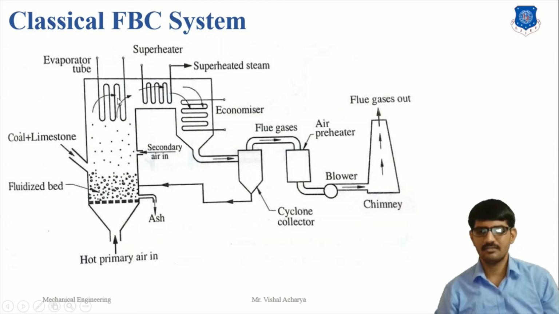Here the hot gas is transferred to the evaporator tube, superheater tube and the economizer. Then it is passed to the cyclone separator. In the cyclone separator, unburned carbon particles and dust are transferred again to the fluidized bed. So the combustion efficiency of the fluidized bed combustion is very high, and then the flue gas is transferred to the air preheater. The compressed air is supplied to the air preheater and then transferred to the atmosphere.